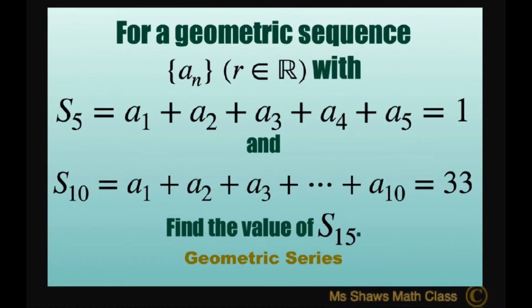Everyone. For a geometric sequence with the common ratio as a real number, the sum of the first 5 terms is 1. The sum of the first 10 terms is 33. We're going to find the sum of the first 15 terms.